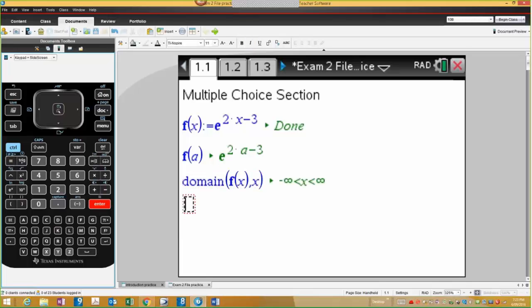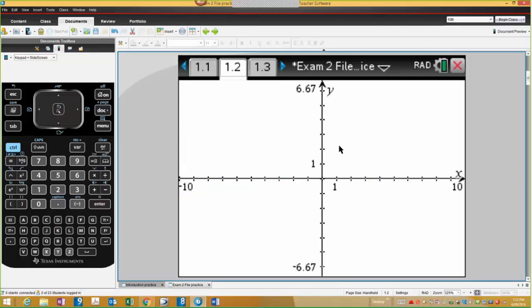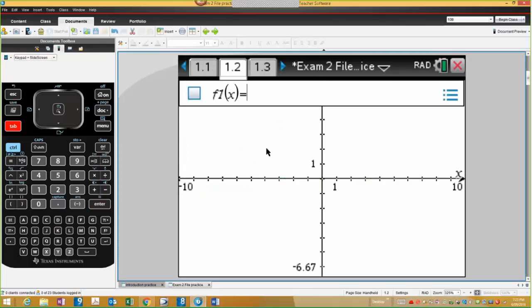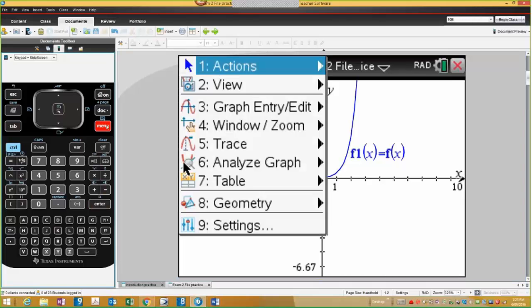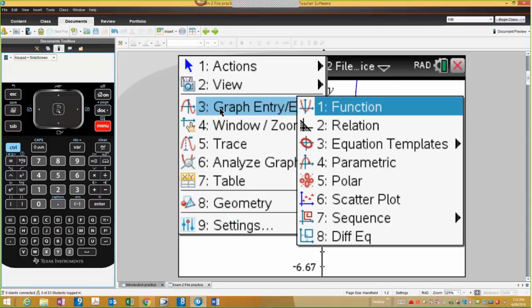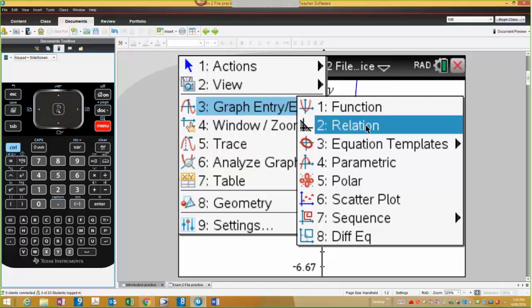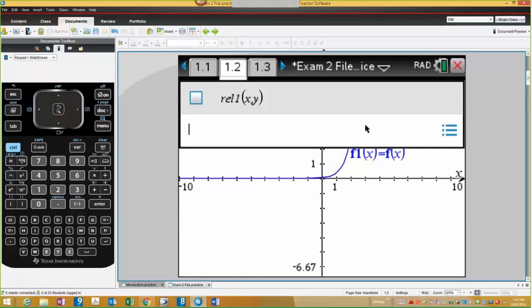So hopefully that's no surprise. Now if we go to the graphing page here, hit the tab, there's the function graphed. What people maybe aren't 100% aware of is this new feature in the current operating system where we can graph relations. And this is quite a useful tool when it comes to graphing the inverse of a function.